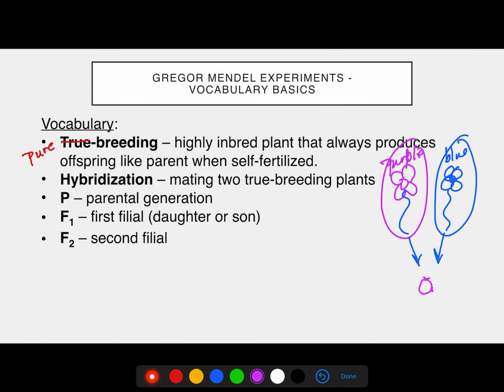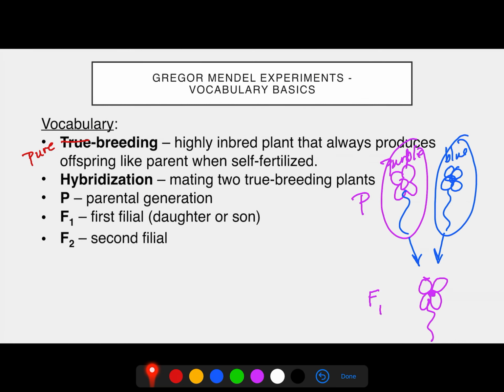So let's say purple is the dominant gene. Well, the offspring, or the F1 generation, the parents up here would be the parent or P generation. This particular offspring may show that you only have purple as the flower, but it also has a gene that gives off a blue flower as well.